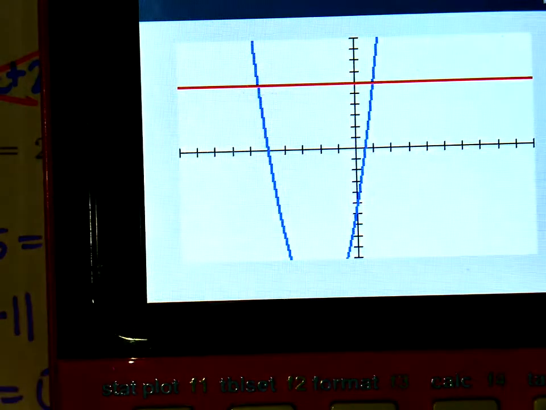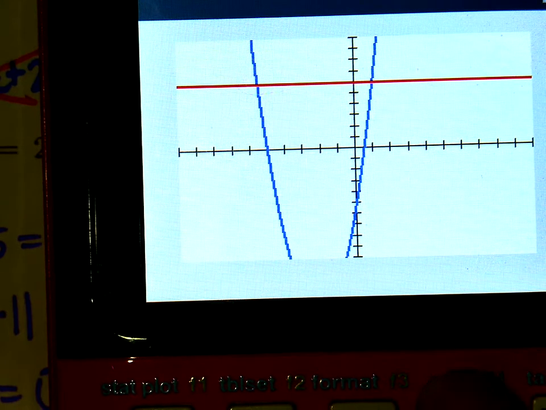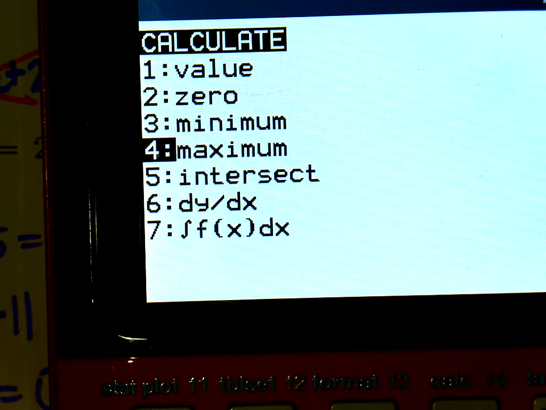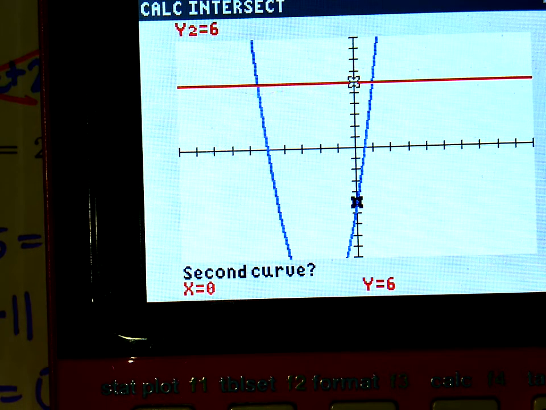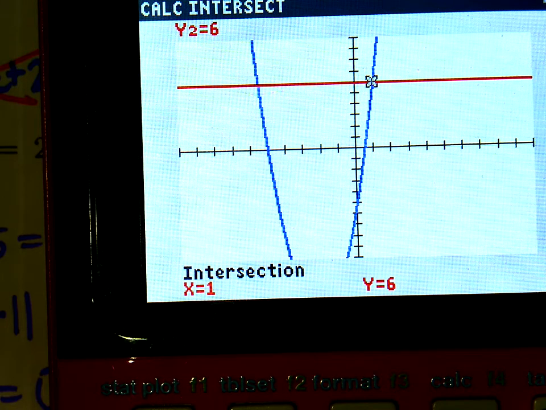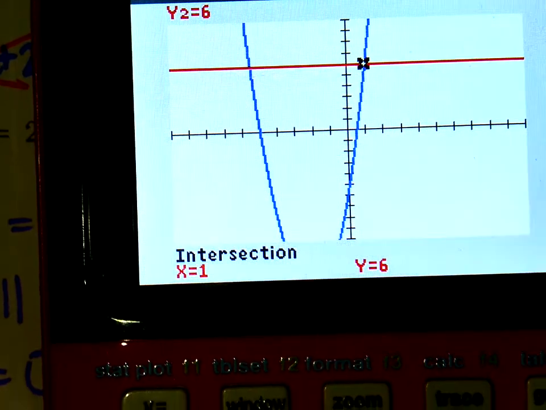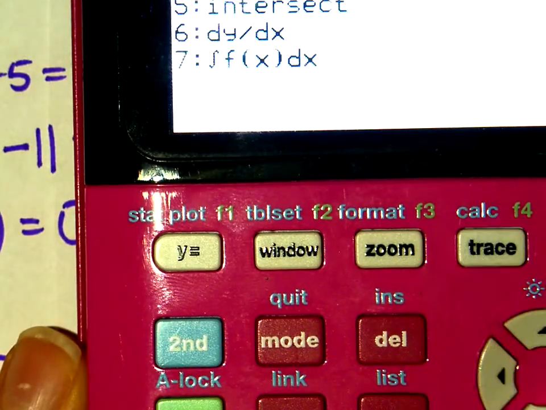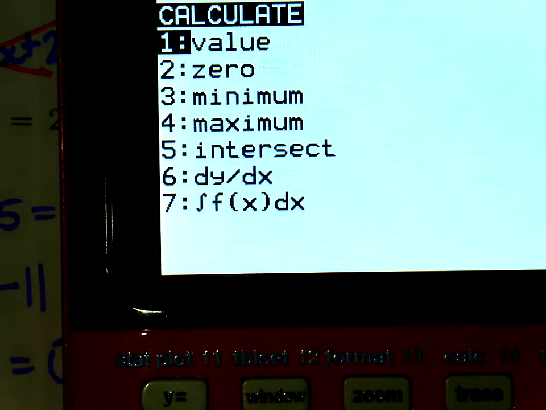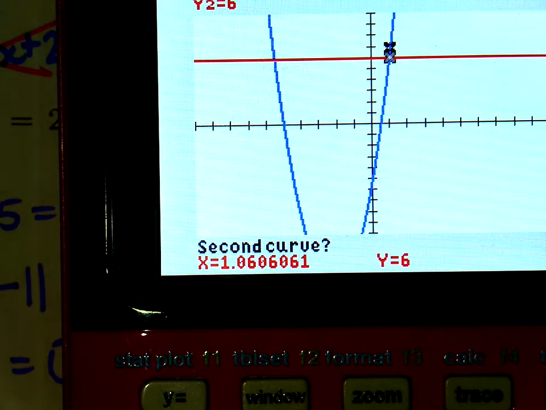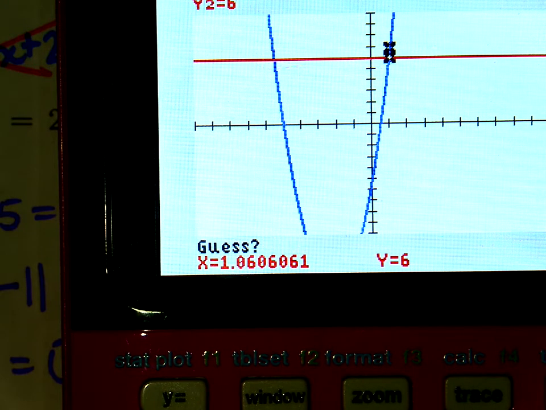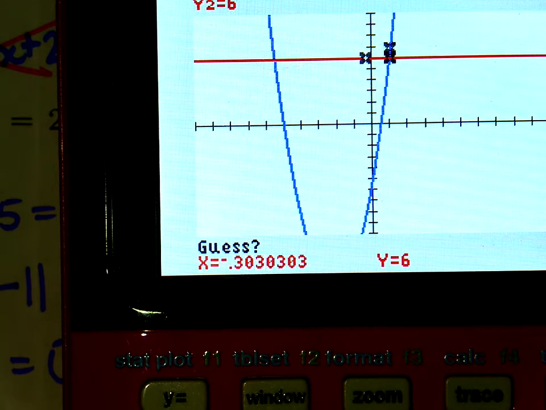So it's really the intersection. Second trace down to 5. So second trace and then 5. First curve, blue. Second curve, red. Guess 0, sure. And there is one of our solutions, or intersection. Let's do it again. So I'm going second trace, which is calculate. I'm going down to intersect, hit enter. First curve, blue. Second curve, red. But now I want my guess to be over here.